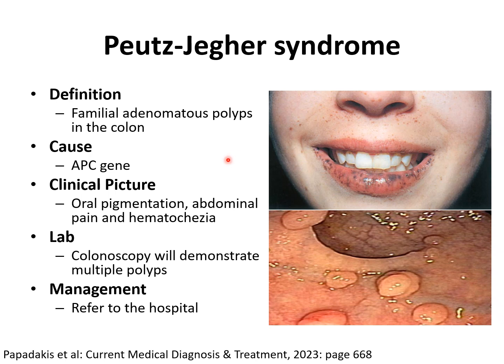Diagnosis is going to be clinched by doing a colonoscopy, which will show thousands of these adenomatous benign polypoid lesions. So the management, because this patient presents with abdominal pain and hematochezia, is refer to the hospital. Any questions?